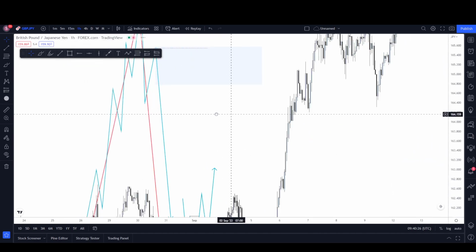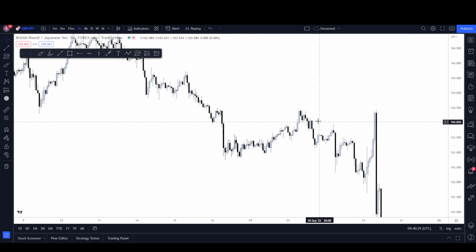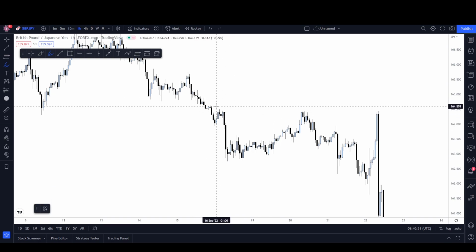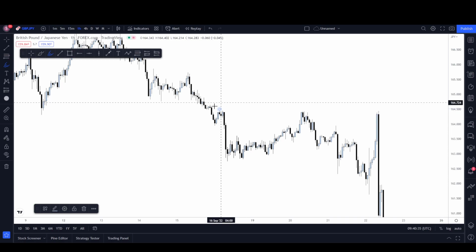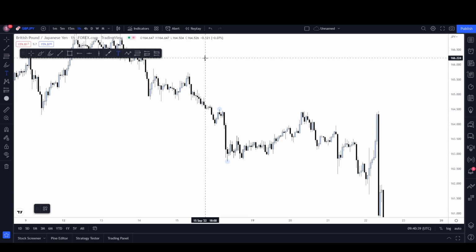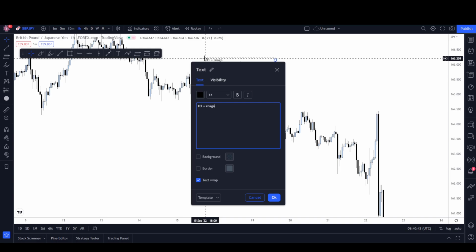Okay, so here we can see that this is an example. We have a low high to a low low on H1, working with H1 structure. So H1 is our range. H1 equals range.